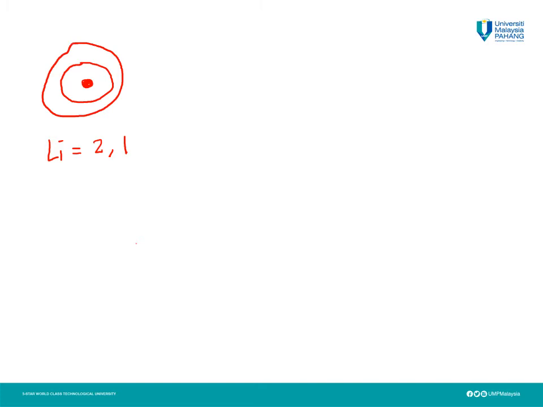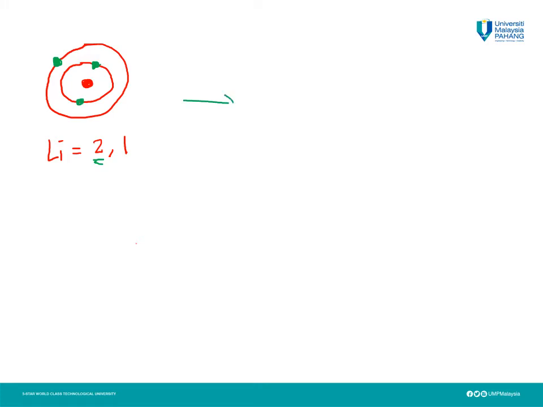It's not really nice, so I redraw it again. Here is the second orbital. So in lithium, the first orbital consists of 2 electrons. So we have 2 electrons here on the first orbital, and the second orbital having only 1 electron.